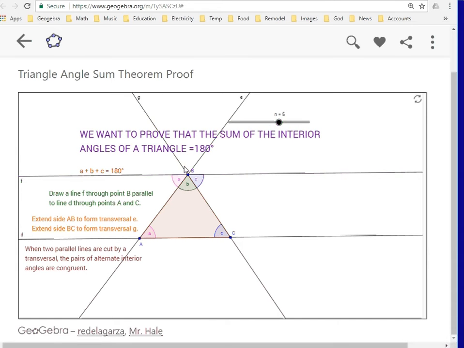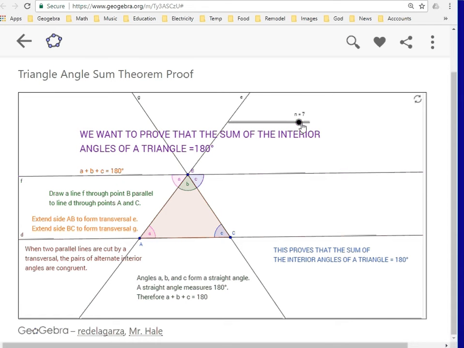If we put them together that way, we can easily see that A plus B plus C must be equal to 180 because it forms a straight line. So angles A, B, and C form a straight angle, therefore A plus B plus C equals 180. It was a pretty simple proof, actually, and it's based on the fact that they are alternate interior angles. Let's see if he has something else here. All right, so that's a simple proof, and you can do that for any triangle.